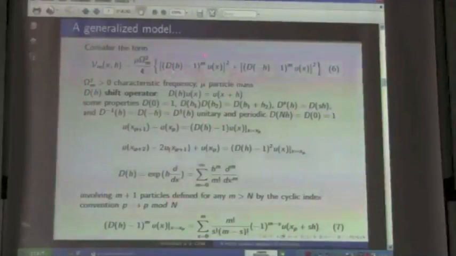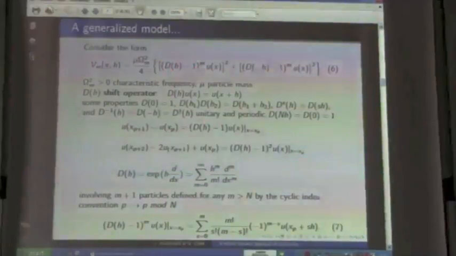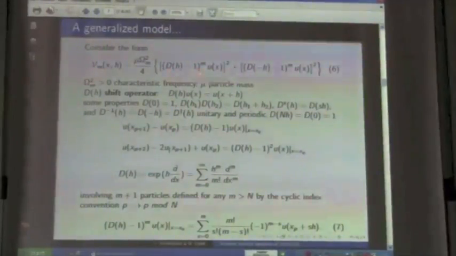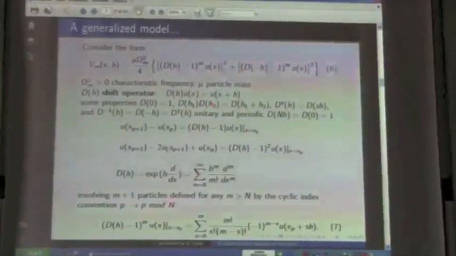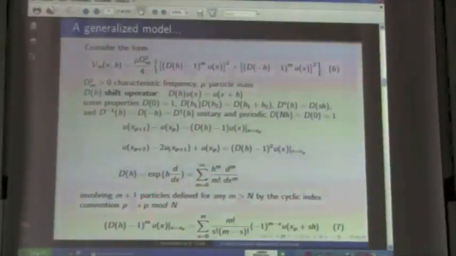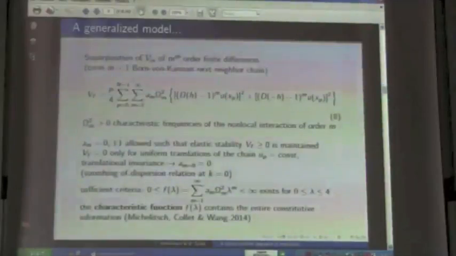We can generate arbitrarily high orders m of potentials, even in a chain with finite particle number n, because of the cyclic condition. So if m exceeds n, it doesn't matter. It is still on the chain, is defined. So the mth order operator is here defined in the usual way of binomial decomposition. So this is on the lattice.